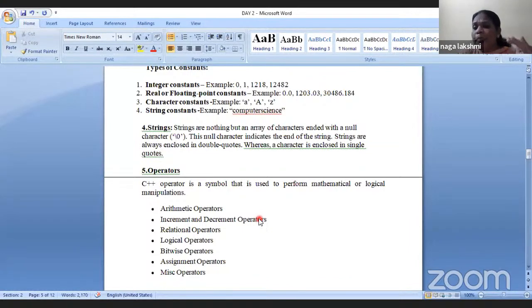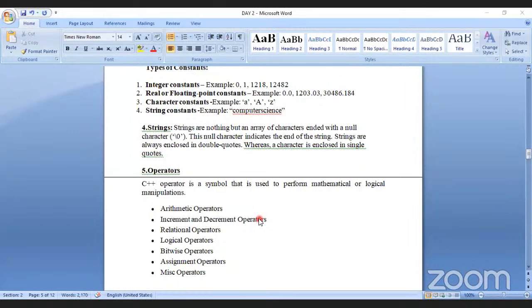Mainly when you are talking about operators, all the time we will get a question from increment or decrement operators. Increment means increasing the value by 1, or whatever number you take. Mostly by default we increment only one value. Increment means incrementing the value by 1. Decrement means decreasing the value by 1.